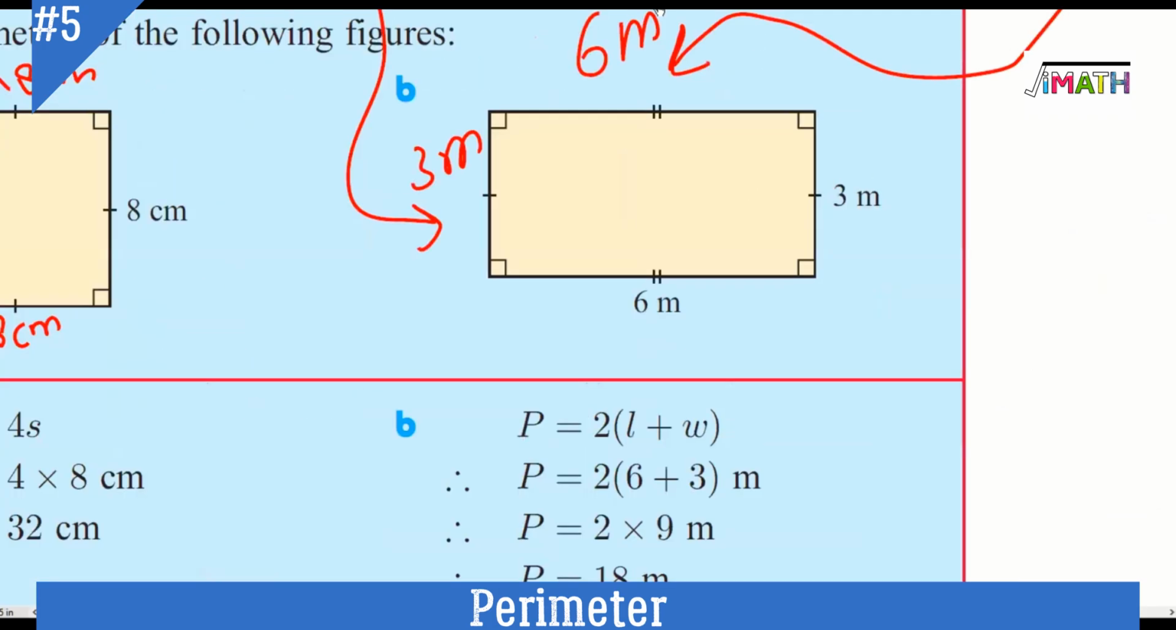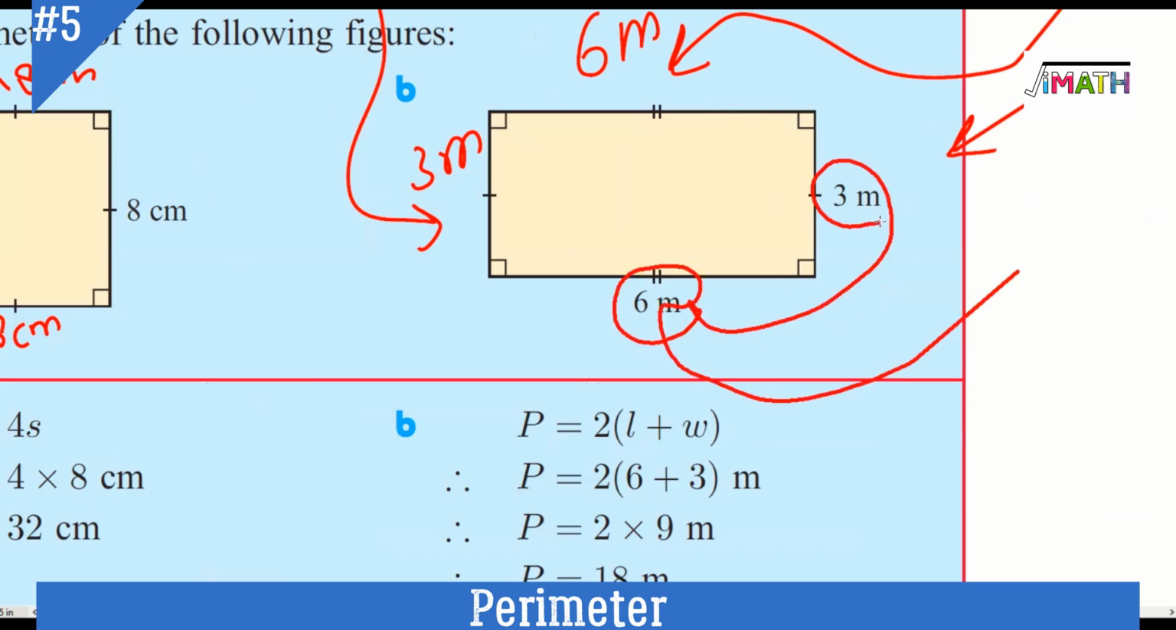And what do you think? What's going to be the perimeter of this rectangle? So you start from the length 6 plus width, that's going to be 9, and multiply it by 2 because there are two similar sides. So it's going to be 9 times 2, that is 18.